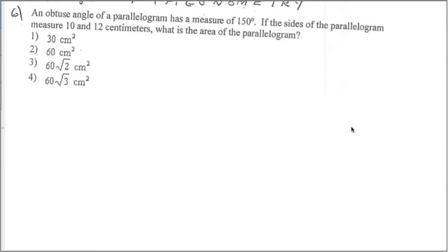Hello, let's look at part 2 here. So we have an obtuse angle of the parallelogram that is 150 degrees, and the length of the sides are 10 and 12. Then the area of that parallelogram simply becomes 10 times 12 times sine of one of the angles, which is 150.